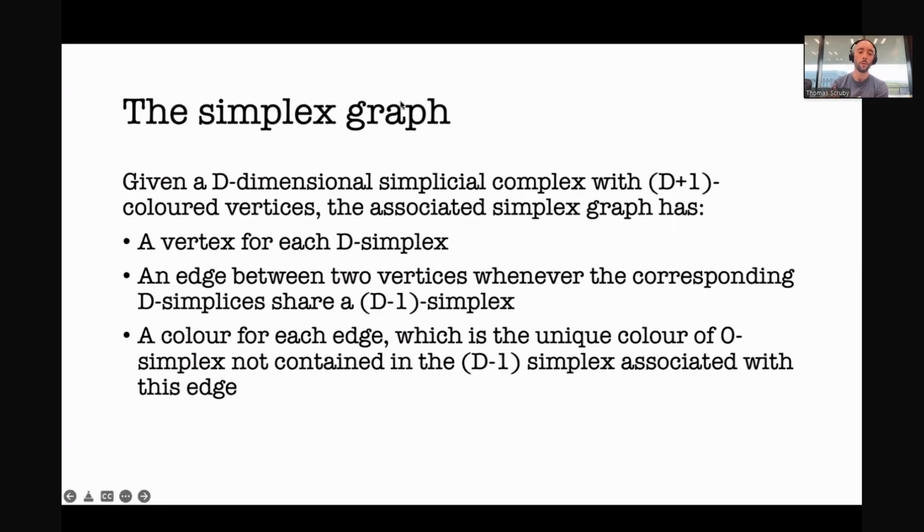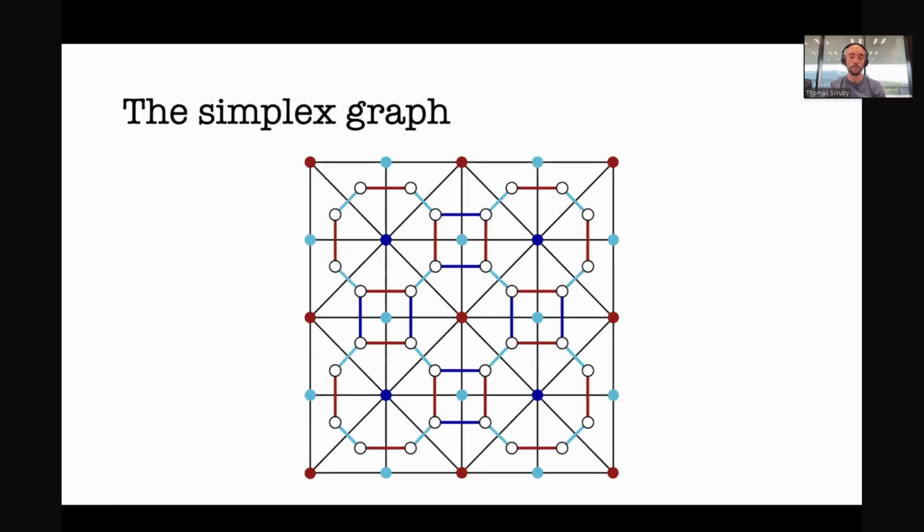So what I want to do is turn this into a dual picture, where we take this complex and turn it into the kind of graph that we were looking at before. So the way we're going to do this is we're going to change every d simplex into a vertex. And then whenever two d simplices meet at a d-1 simplex, you join them with an edge between the two corresponding vertices in this dual picture. And then we color each edge depending on which color of 0 simplex is not contained in this intersection. So again, here's an example like this. So every 2 simplex has now become a vertex.